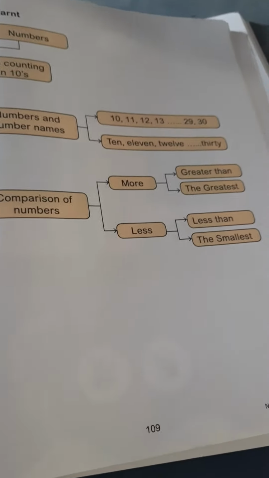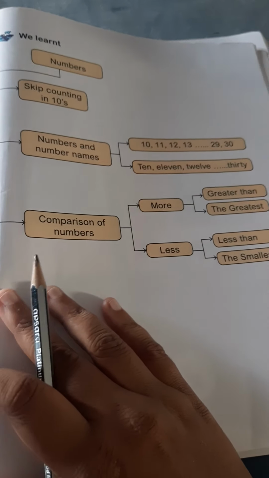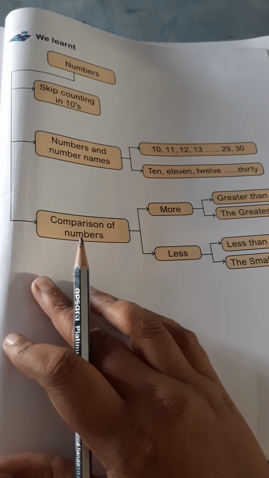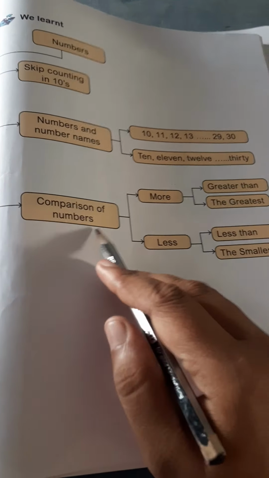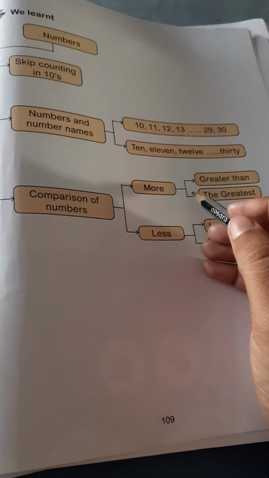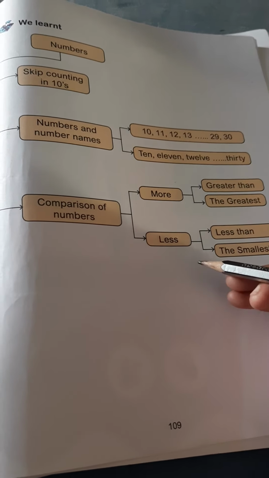So in the next class I will ask the number names, children. Okay, everyone revise the number names once. In the Zoom session I will ask numbers and number names. So we learned comparison of numbers, children, greater and less.